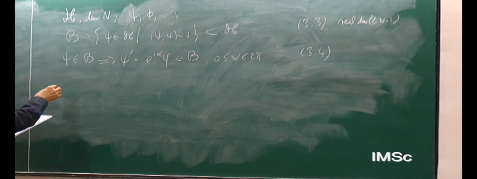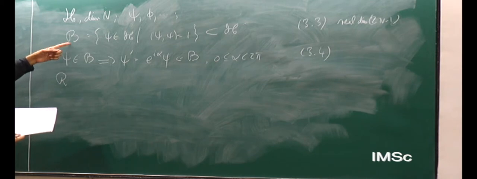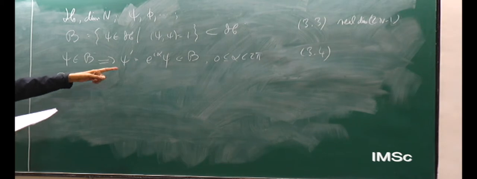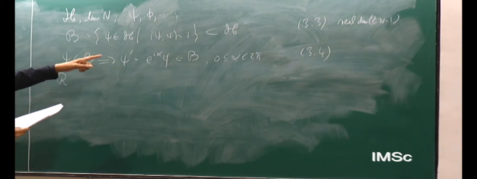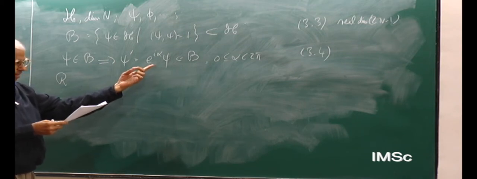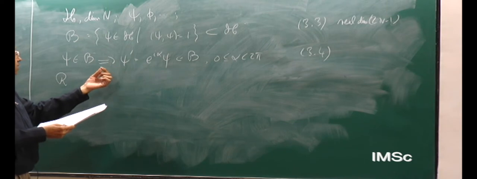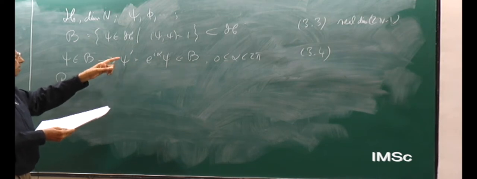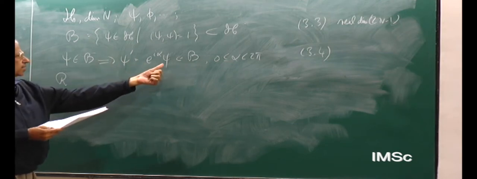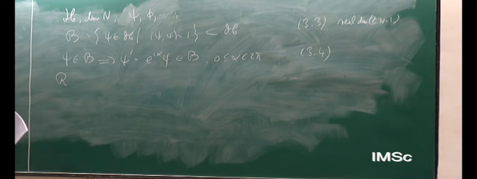So next we introduce the concept of the ray space, which I write as script R. It is the quotient of this B with respect to this U(1) action. What we mean is that we say two vectors psi and psi prime which differ by a phase factor in this way should be regarded as equivalent. Or you can say the quotient views collections of vectors of this form, with psi fixed and the phase factor varying, as one object. So this is called the ray space.